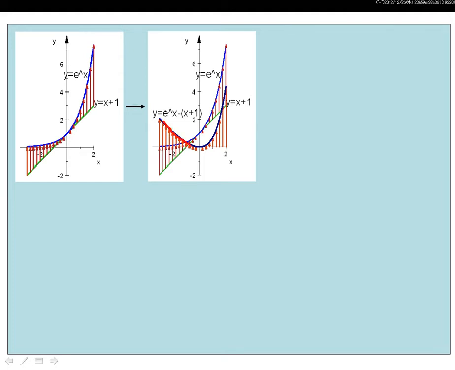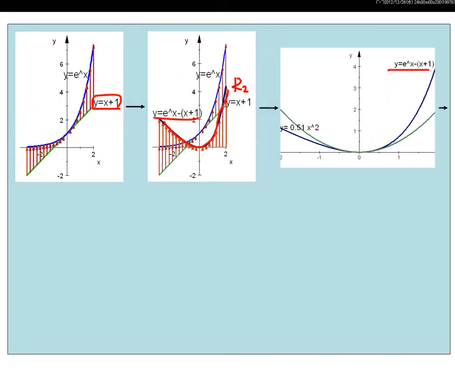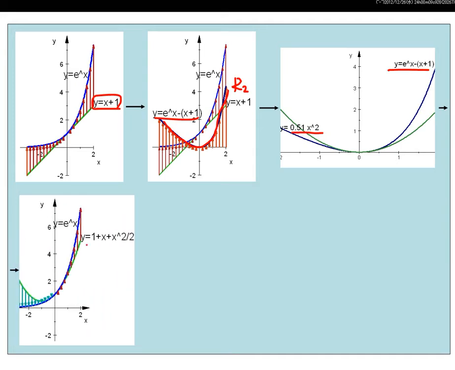So we get this one. This is r2x. This is the first approximation, and we subtract this first approximation from fx, and we get r2x, and we compare r2x with ax squared, and a is about 0.5. So the second approximation is 1 plus x plus 0.5 x squared.